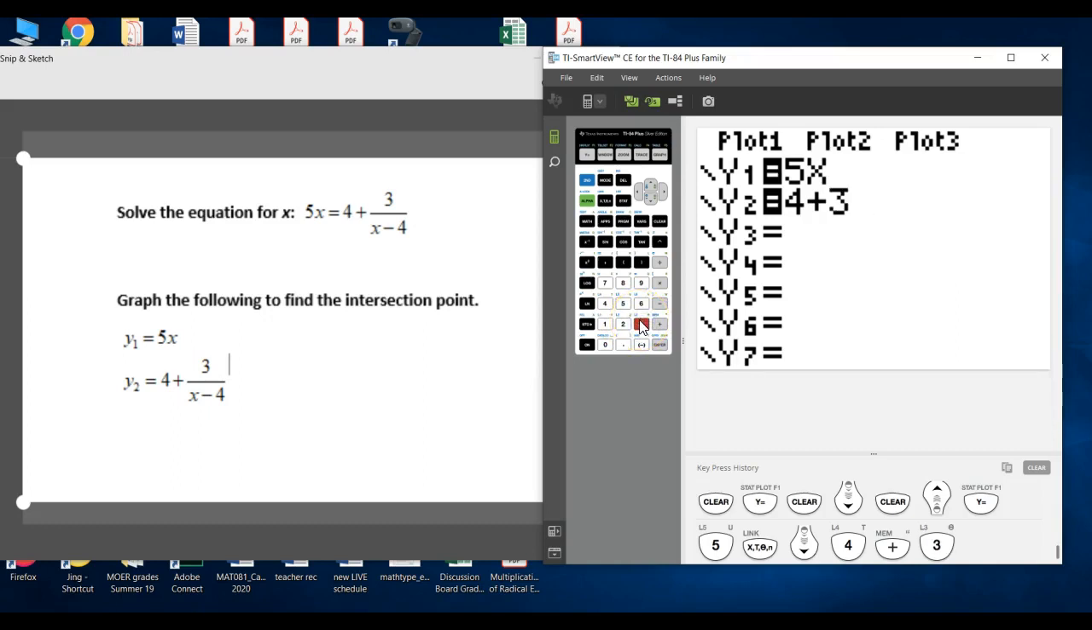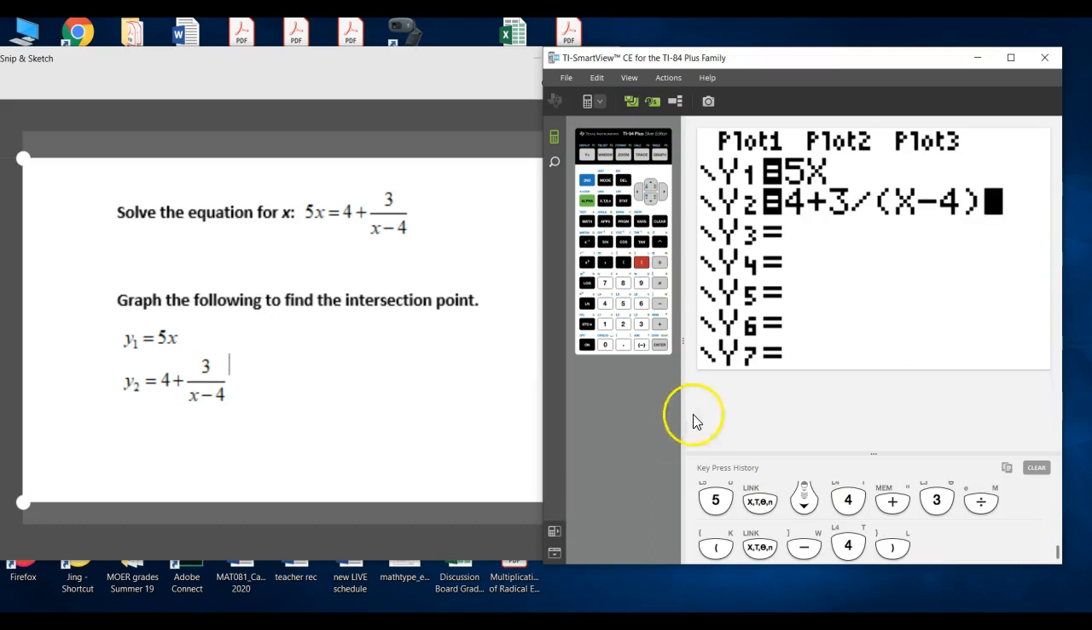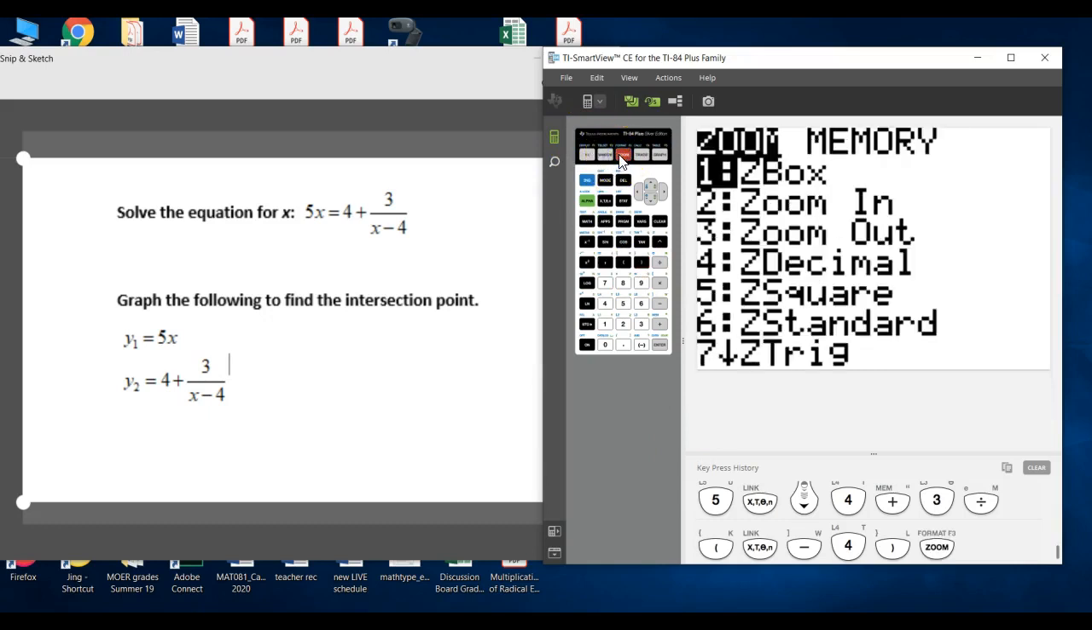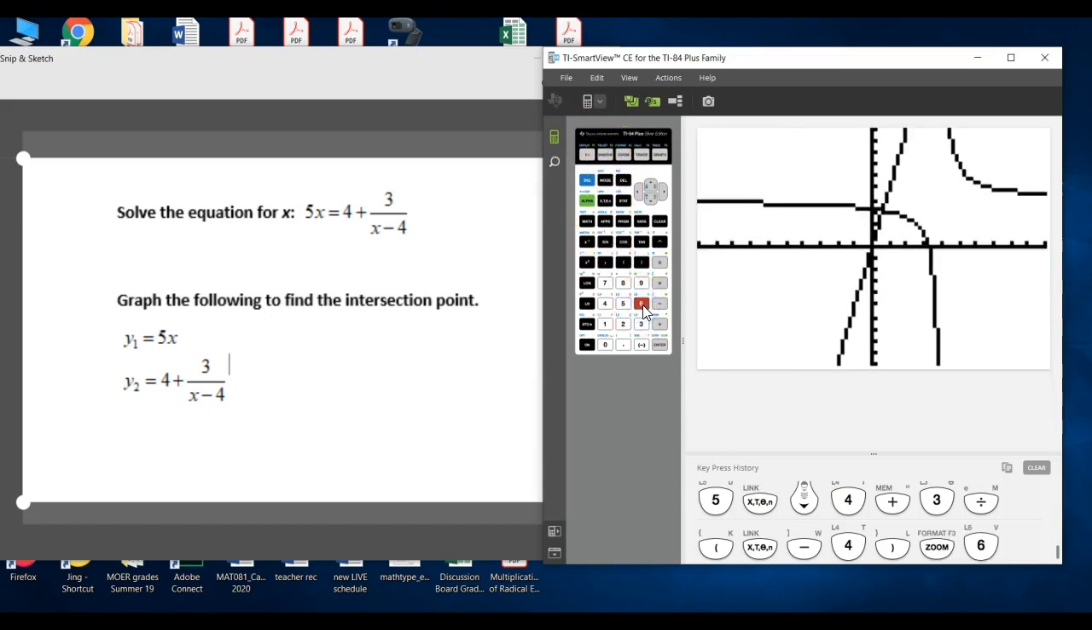Now, when I do my division sign, that's going to give me my fraction bar. But notice how I have to put my denominator in parentheses. So in parentheses, I'm going to enter x minus 4 as my denominator. It's really important that you put your denominator in parentheses so your calculator understands that the x minus 4 is all part of the denominator. We're just going to start with the standard window here, so I'm going to go to Zoom 6 and look at the graph.